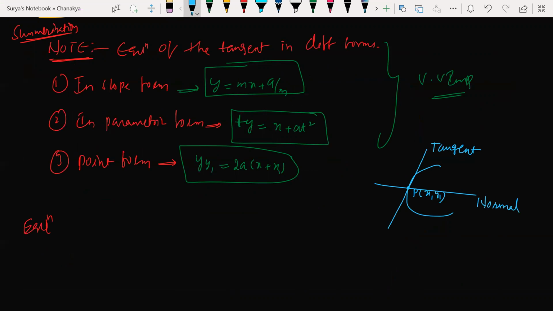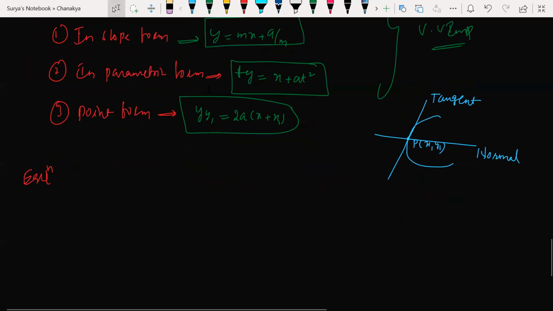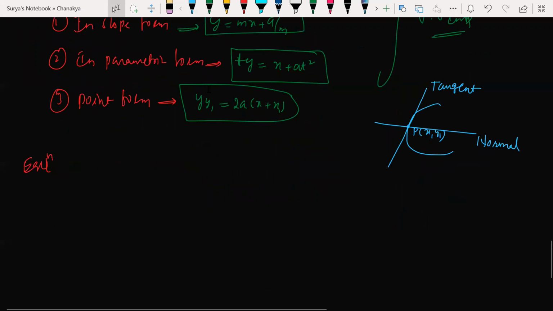Yes or no? We learned in the circle, beta. This is the circle, tangent, normal. Normal always passes through the center. Haven't we learned that? People, yes or no? Learned or not? Hello? Children, are you able to understand or not? Tell me.